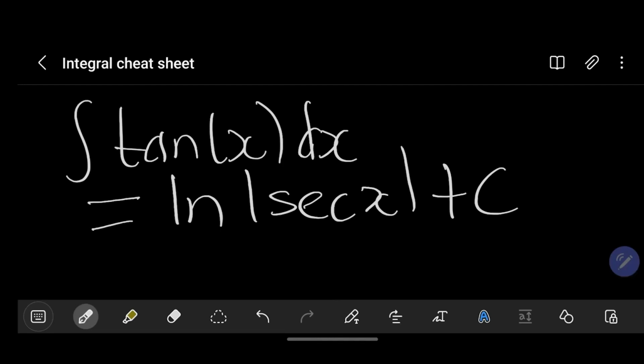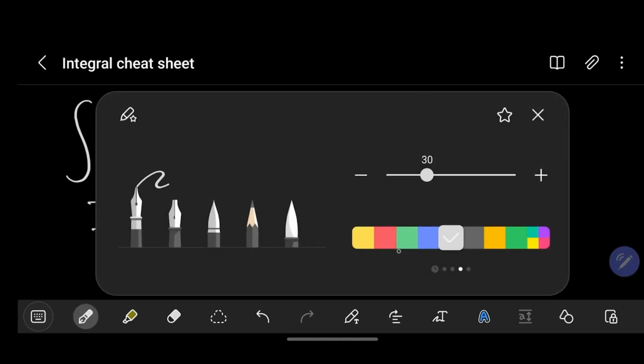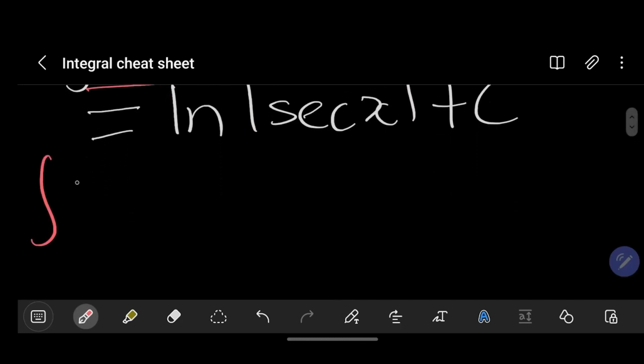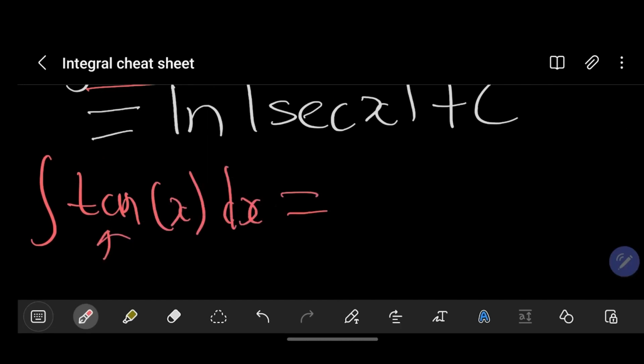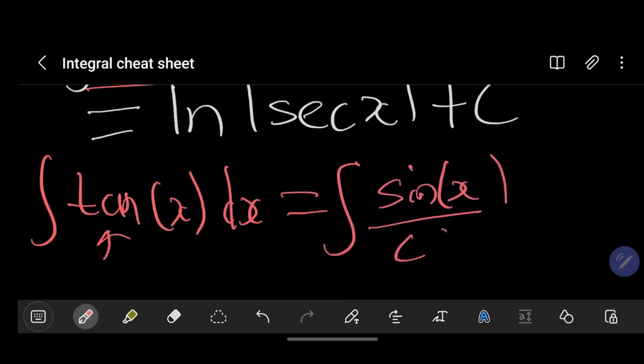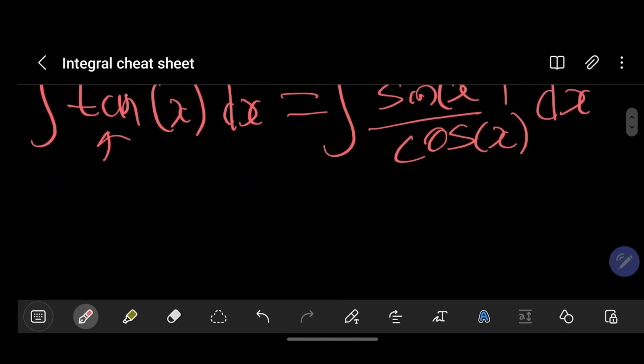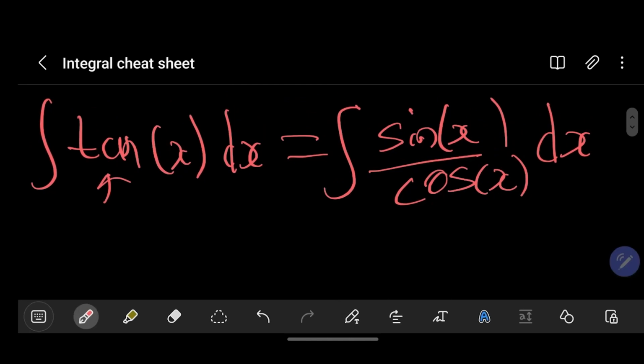So in order to prove this, let's simplify. Let's look at the left hand side, which is here, and let's go for it with tan of x. So we know that the integral of tan of x dx can be rewritten. Tan can be rewritten as the integral of sine of x over cos of x dx. Now, very importantly, what do you think we should do here? When in doubt, let's go ahead and use u substitution.